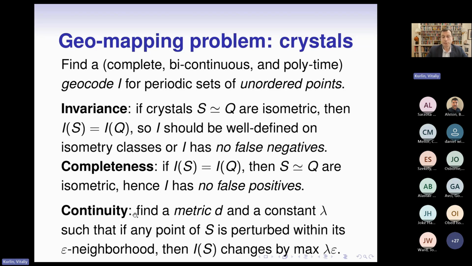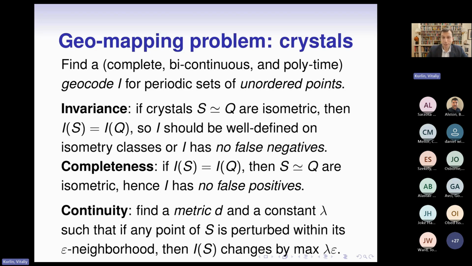Continuity. You have seen that under very small perturbation, traditional representation changes discontinuously. That's why it's important to guarantee that under small perturbation, our invariant changes continuously. Here it is stated in a strong, so-called Lipschitz form: if every atom is shifted a little bit, up to epsilon in Euclidean distance, then the invariant changes up to a fixed constant lambda times the amount of perturbation epsilon.